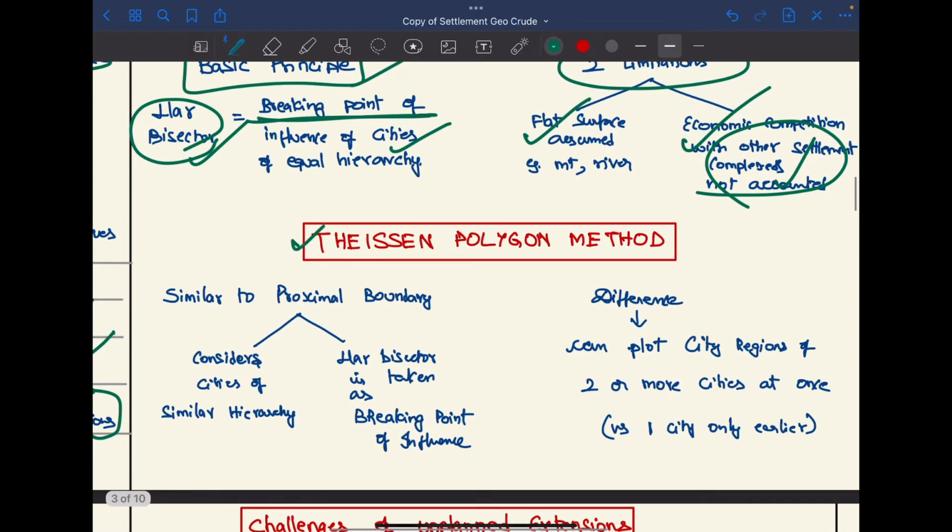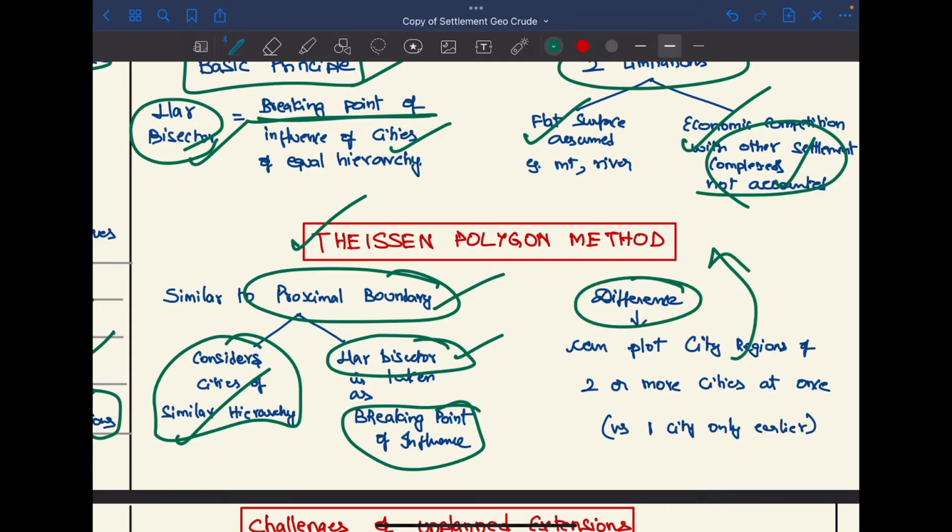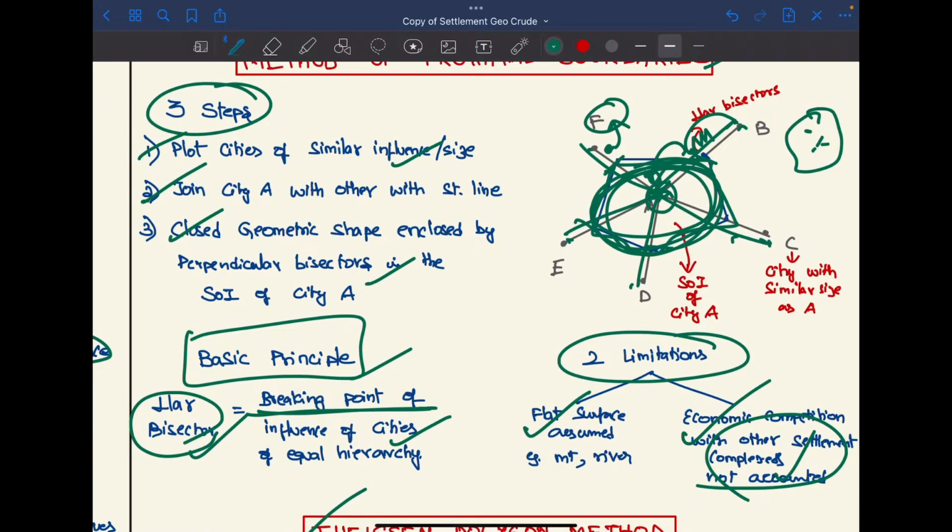Next we have the Thiessen polygon method. This is also very similar to the proximal boundary method in that it also considers cities of similar hierarchy, and it also uses the perpendicular bisector as the breaking point of influence. But the main difference is that in this method we can plot city regions of two or more cities at one time. Like we can see here, we can plot only for one city.